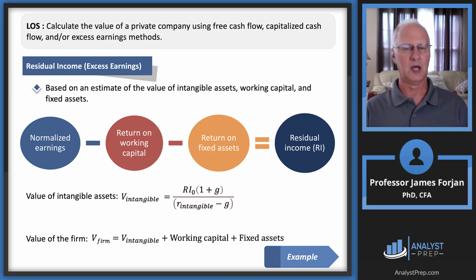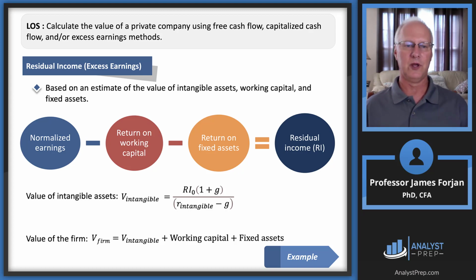So we take normalized earnings, subtract out the return on working capital. Remember what I always tell you about this. Just think of that as the return on short-term investments, return on working capital. And you can always think of that as an opportunity cost if you want to, although I'm not sure that adds a whole lot of value to our understanding. And then subtract out the return on fixed assets, which of course includes things like the required return on equity. And that gets us residual income.